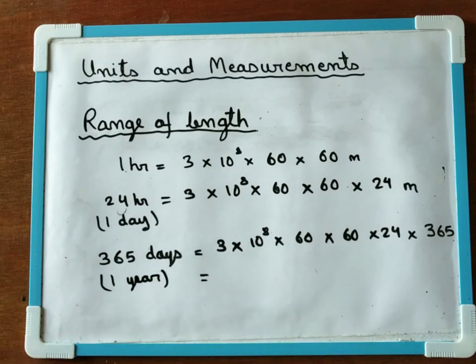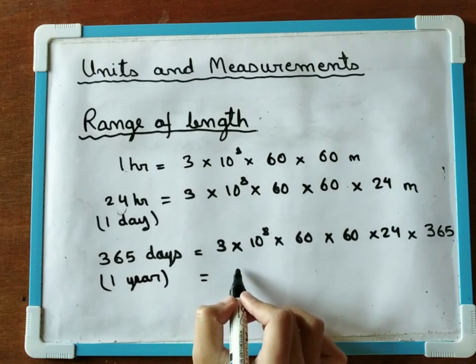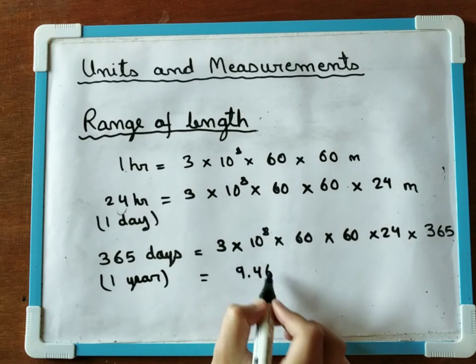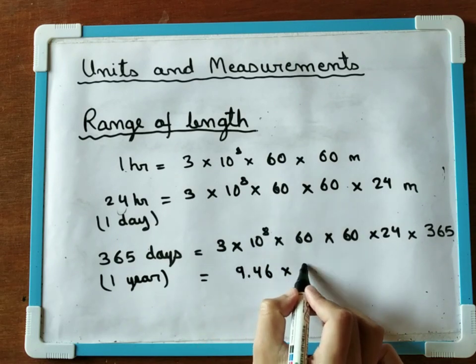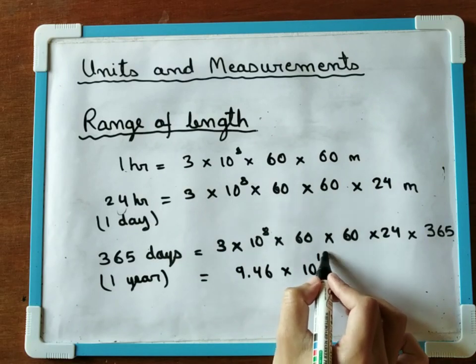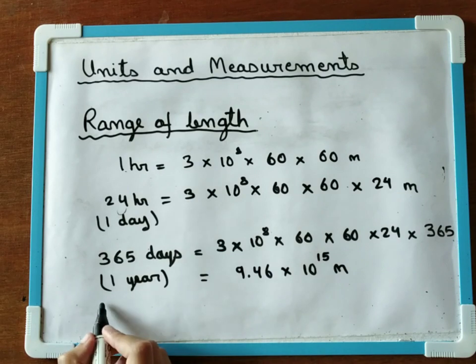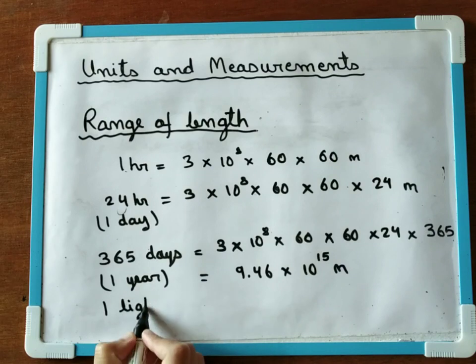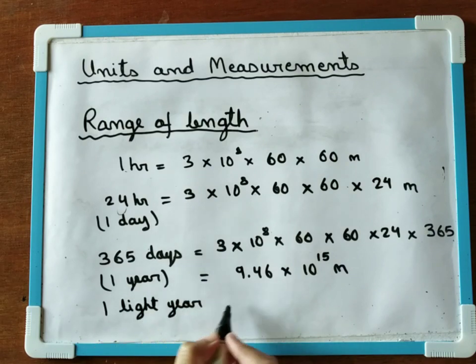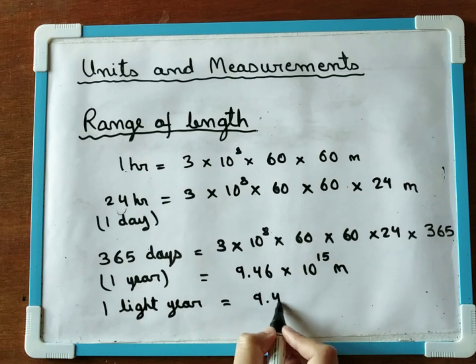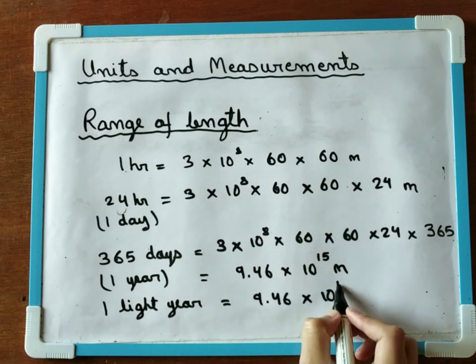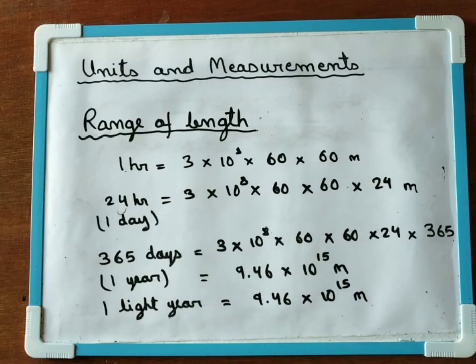And if you calculate the distance, if you use your calculator, this will come to be around 9.46 into 10 to the power 15 meter. So this is the distance traveled by light in 1 year, and this is known as light year. 1 light year is equal to 9.46 into 10 to the power 15 meter.